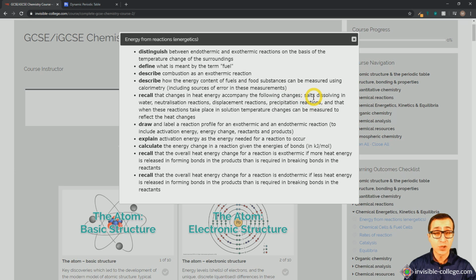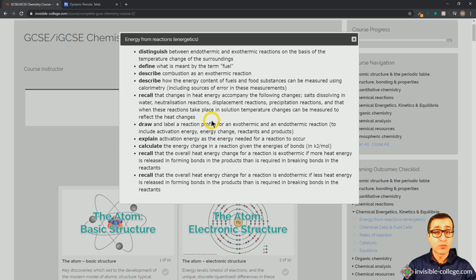So things like the dissolving of salts in water, neutralization reactions between acids and bases, displacement reactions which we encountered in the previous topic where we looked at the reactivity series of metals, precipitation reactions where we have reactions happening in solution that produce insoluble substances, and these are all either exo or endothermic typically. There are exceptions, but these reactions will always be accompanied by a change in temperature of the reaction mixture, and that will also depend itself on whether the reaction is exothermic, whether it produces a heat energy output, or whether the reaction is endothermic and requires heat energy to put into it.